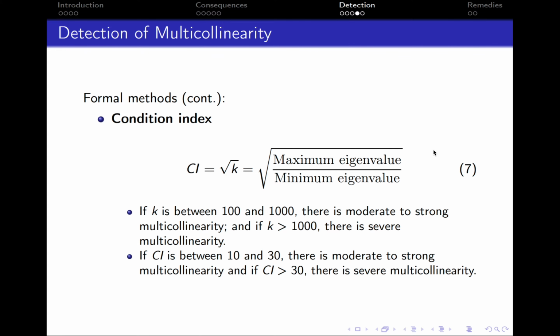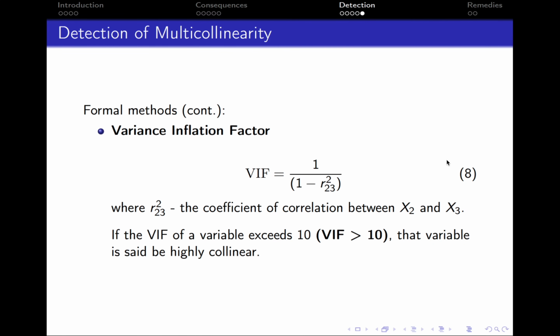Alternatively, we can interpret the condition index itself. If it lies between 10 and 30, then there is moderate to strong multicollinearity. So the closer we are to 30, the stronger multicollinearity is. And if it happens that the condition index is higher than 30, then we've got severe multicollinearity.